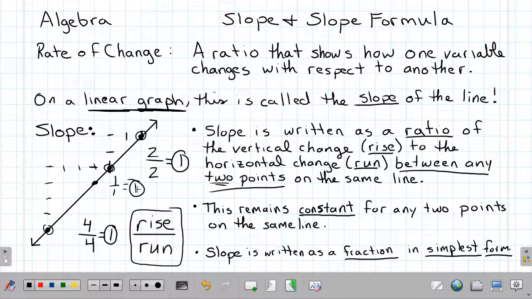1 divided by 1 is 1. 4 divided by 4 is 1. So that's what it means by simplest form. We need to simplify our fractions as low as we can make them. In this case, the lowest we can make it is just the number 1. Okay? So a lot of information we just packed at you in that one slide.